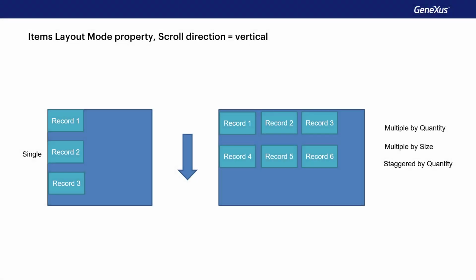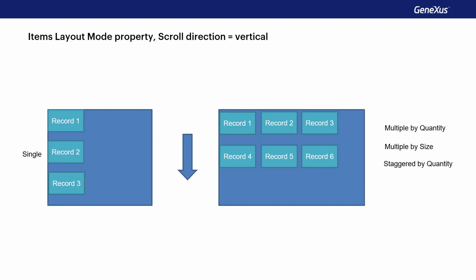If scrolling is vertical, we can configure how many records we want to see in each row. That is to say, the next row will bring back the same group of records, and this can also be defined as a fixed value, staggered or not, depending on the width, minimum and maximum, that we want to give to each item.